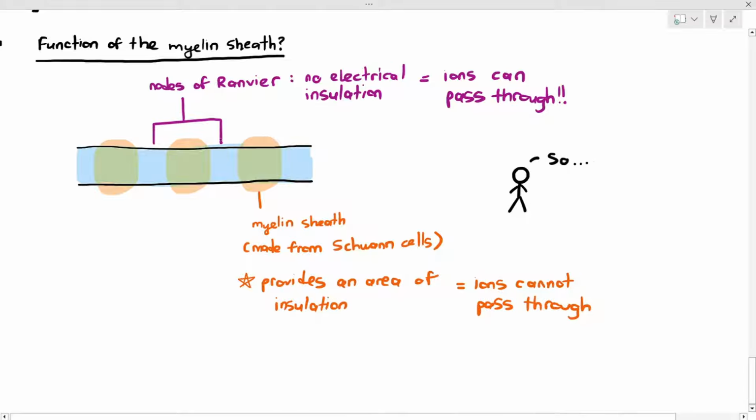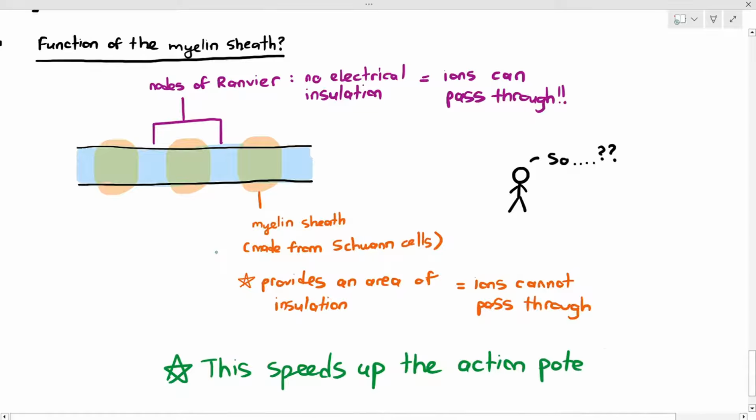So what's the big deal? Why do we have to care about this insulation? The reason is because the function of the myelin sheath is to speed up the action potential. Now, some students will immediately go, how does that happen? Because I just mentioned that the myelin sheath prevents ions from passing through. So some students will say, shouldn't it actually reduce the action potentials? It shouldn't speed up the action potentials. So let's look at it.